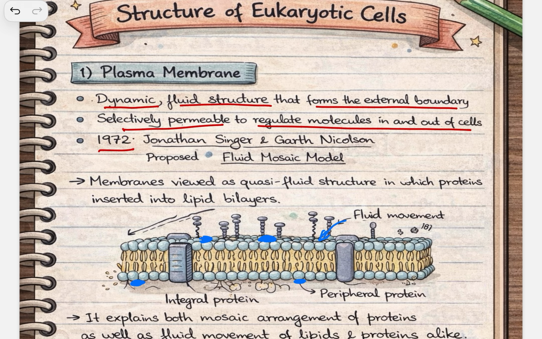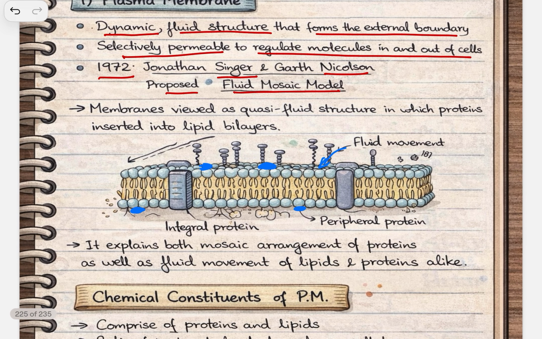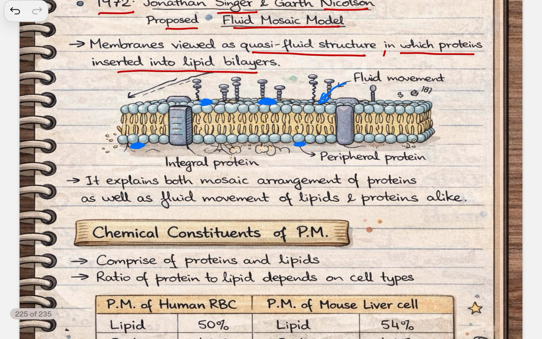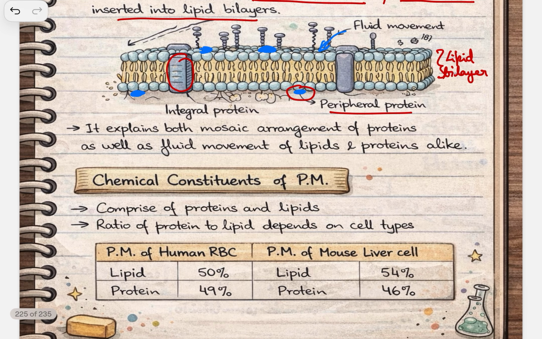In 1972, Singer and Nicholson proposed the fluid mosaic model. So plasma membrane is viewed as a quasi-fluid structure. Quasi-fluid means they will partly behave as solid and partly as liquid, in which proteins are inserted into the lipid bilayer. So we have two types of proteins, integral protein and proteins which are present on the surface, peripheral protein, and this is the lipid bilayer. It explains both the mosaic arrangement of the protein as well as the fluid movement of lipid and protein.